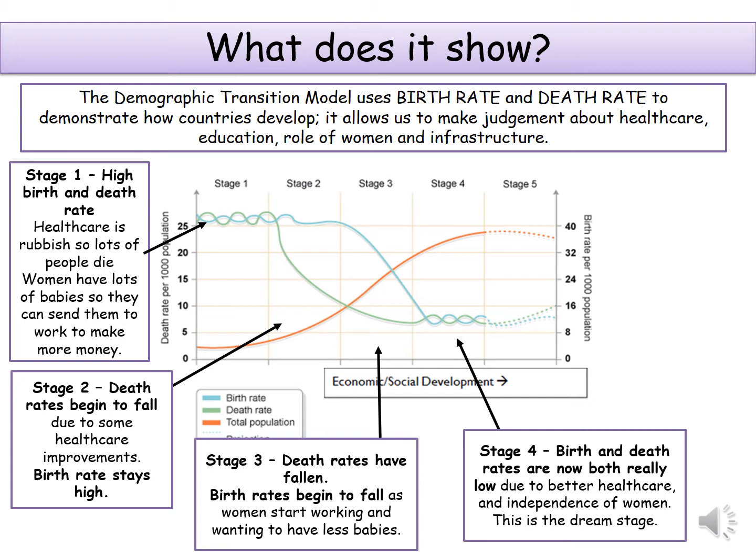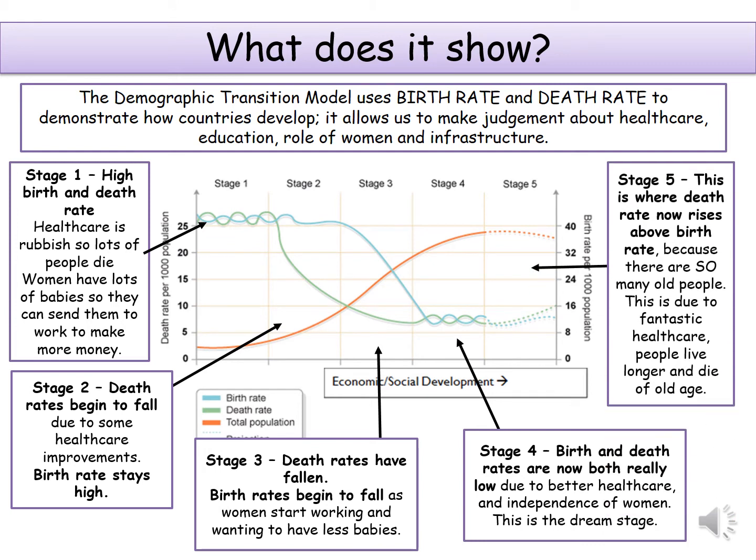And then once we get to stage 5, this is the stage where we do not want to be in, Year 9, okay? We want to avoid stage 5 because if you look at the blue line, it has now fallen below the green line. Okay, and this is now that the death rate is higher than the birth rate because there are now so many old people. Healthcare is so fantastic. People are living until they're about 90 years old.